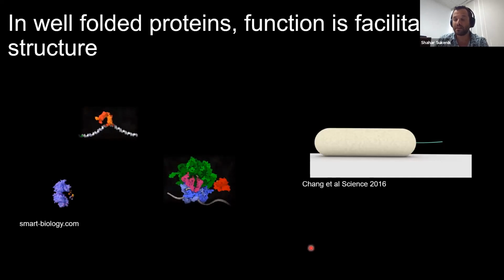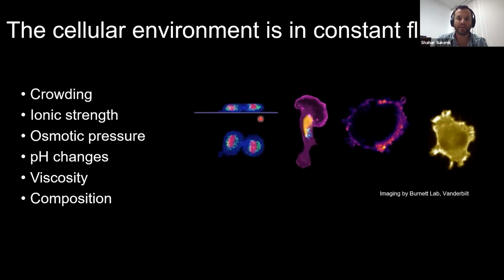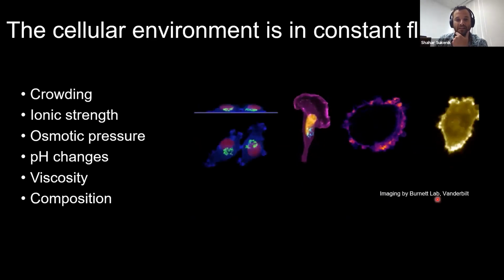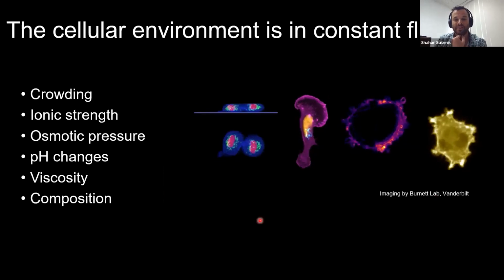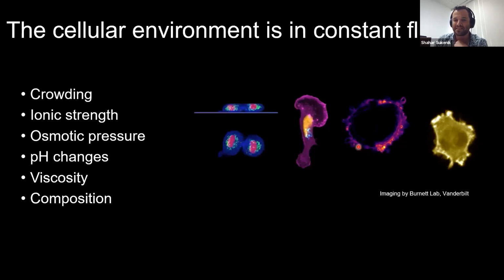So this is good, and the reason why this is good is because the cellular environment, the environment these proteins actually work in, doesn't look like this blank space. It's actually completely jam-packed with other molecules. And this environment is constantly changing. So over here, we see some images of cells doing their thing, right? Splitting, moving, blebbing, doing all kinds of things that cells do.